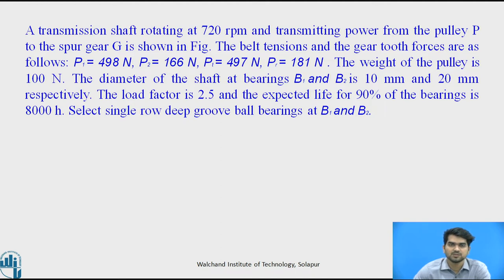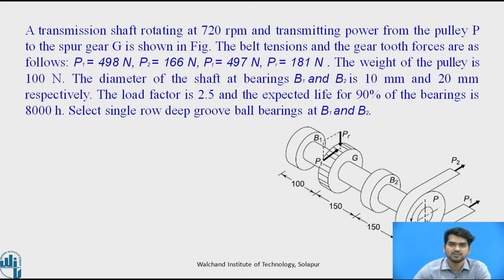A transmission shaft rotating at 720 rpm is transmitting power from pulley P to the spur gear G as shown in the figure. The belt tension and the gear tooth forces are as follows. They have given us the forces acting on the gears as well as on the pulley, indicated by P1, P2, PT and PR, where PT and PR are the tangential and radial forces acting on the gear, and P1, P2 are the tensile forces acting on the belt, that is, the belt tension. The weight of the pulley is 100 Newton, which is acting vertically downward.